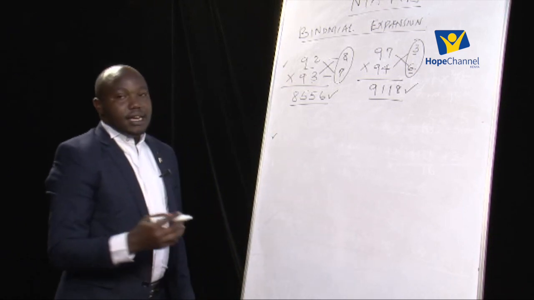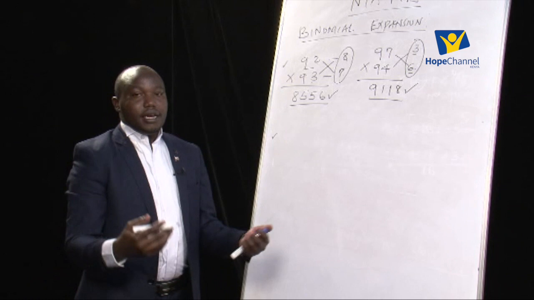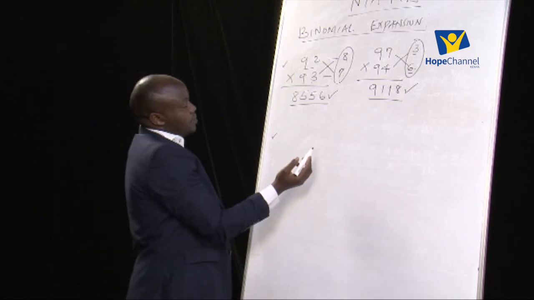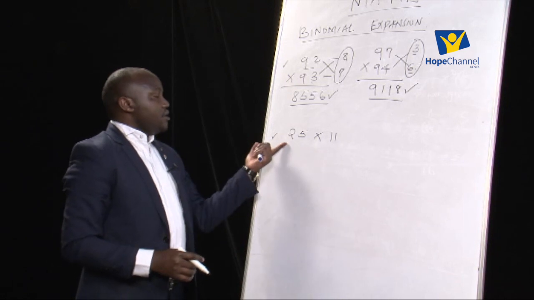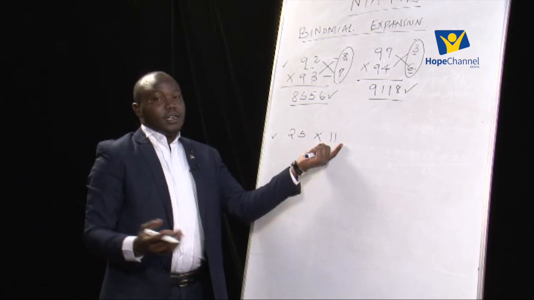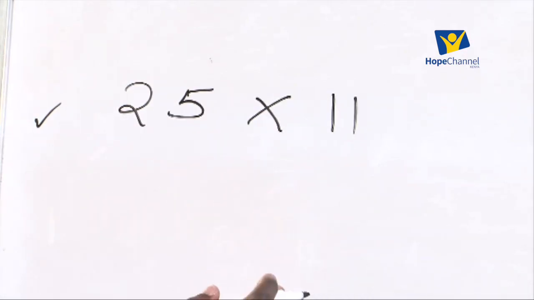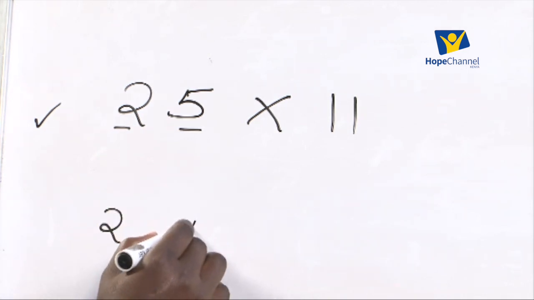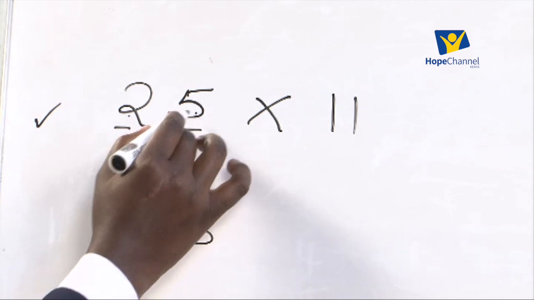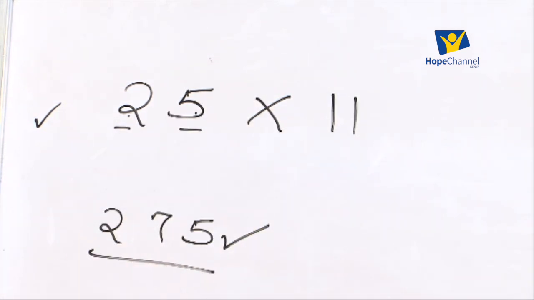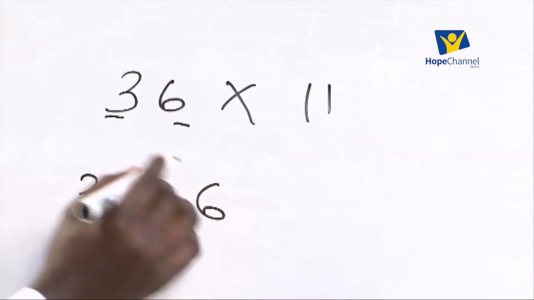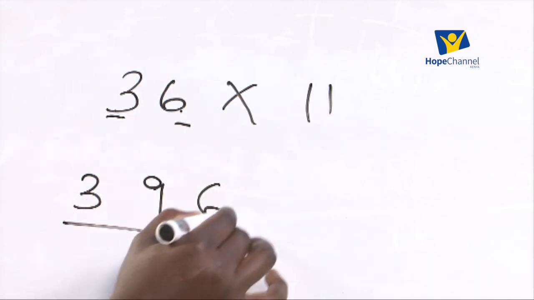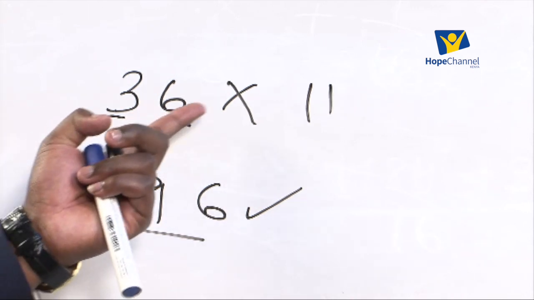Another tip is any number multiplied by 11. Is it a billion, a million, 10,000 multiplied by 11? For example, let me take a simple two-digit number, 25 multiplied by 11. Very easy to understand. The first and the last digits will be 2 and 5. So start with 2 and 5. Then add 2 plus 5, which is 7. If you multiply 25 times 11, the answer is 275. Any other two-digit number, for example, 36 multiplied by 11. The first and the last digits will be 3 and 6. Then add them. 3 plus 6 is 9. That becomes 396 for 36 times 11.